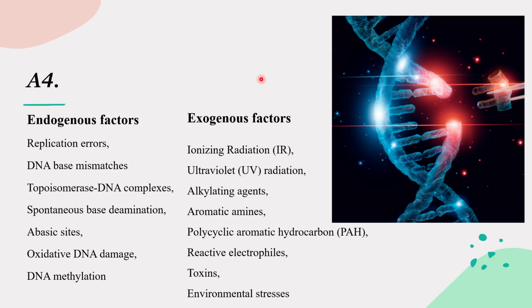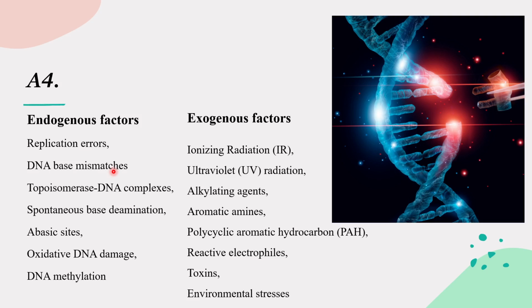Replication error means when DNA replication happens in the S phase of cell division, if some error happens during replication, that's known as an endogenous factor, because it happens due to some error mechanism present inside the cell. Okay. And DNA base mismatches. If guanine is pairing with, in place of cytosine, some other base like A or T, that will be called a DNA base mismatch, and that occurs due to some error mechanism inside the cell only. That's why it's called an endogenous factor.